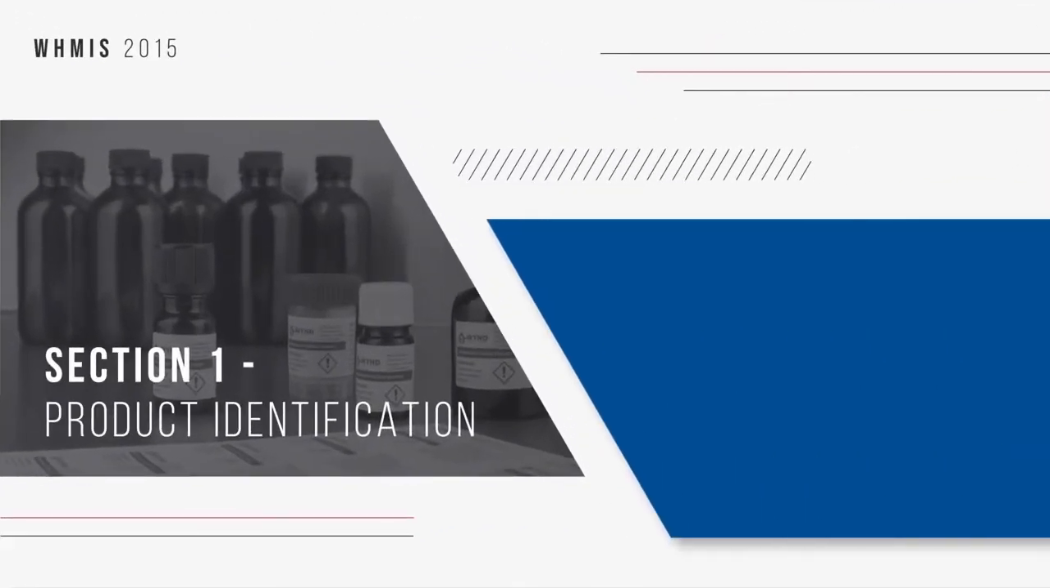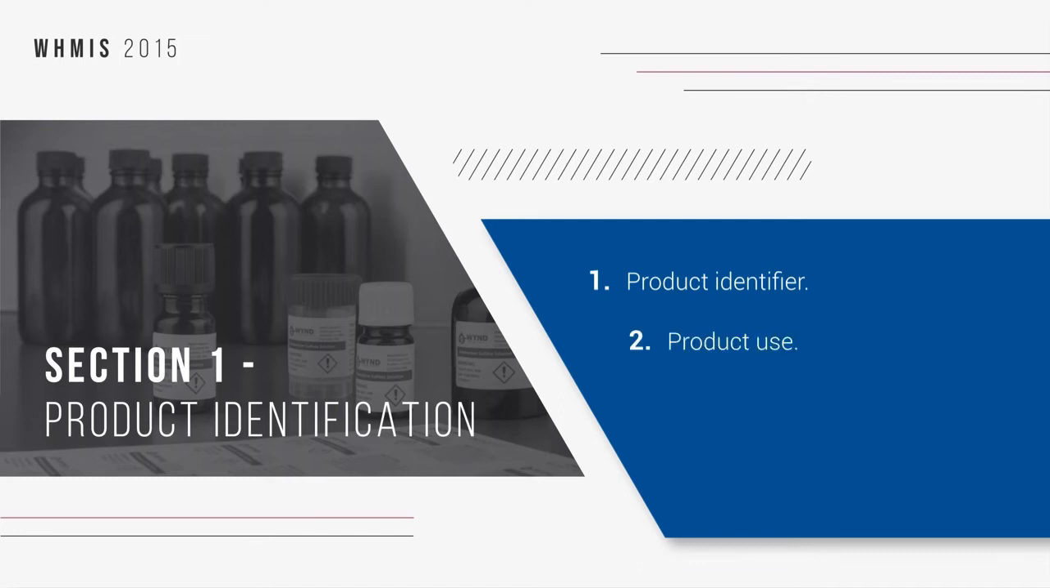Section 1 is the product identification. This includes the product identifier. The name must be exactly the same as the label. It also includes product use. This is important information for the user, as it specifies the intended use of the hazardous product by the supplier. Using the product for any other purpose poses a risk to the user.